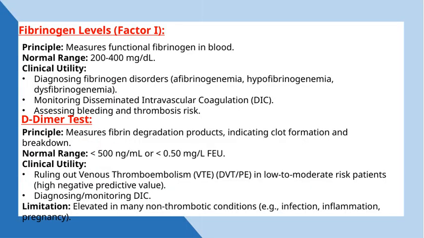Let's start by looking at fibrinogen levels, or Factor I. This test measures the functional amount of fibrinogen in your blood, which is essential for proper clot formation. The normal range we expect to see is between 200 and 400 milligrams per deciliter. Clinically, this test helps us diagnose various fibrinogen disorders, such as afibrinogenemia, hypofibrinogenemia, and dysfibrinogenemia.